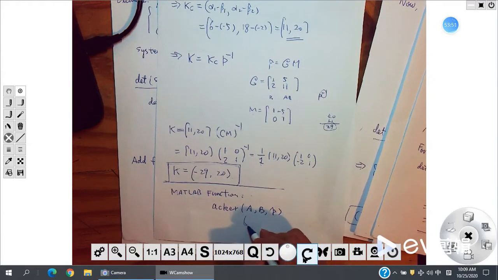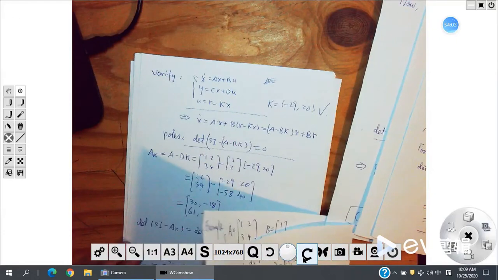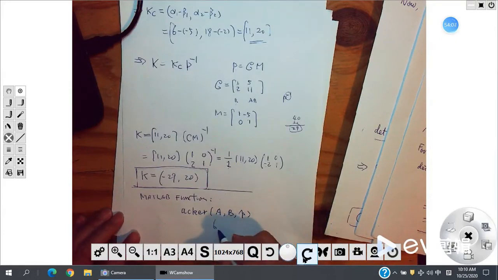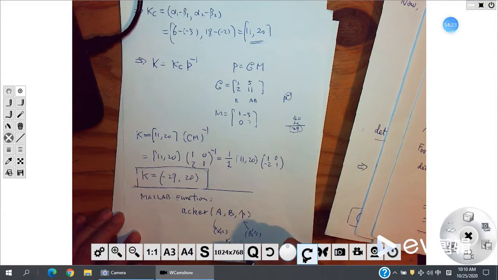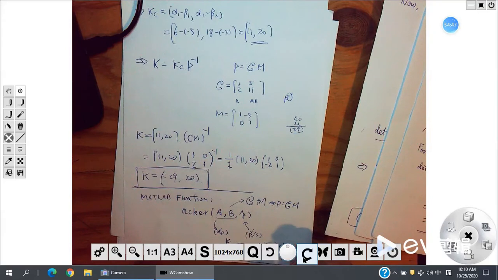From A you can find those alphas, right? I use the notation beta, alpha. Those alpha i's, right? And from P, actually, you can find those betas. Then you subtract these two, you can have KC. And based on A and B, you can have C and M. Then you have P is C times M. And finally K equals KC times that P inverse. Alright.